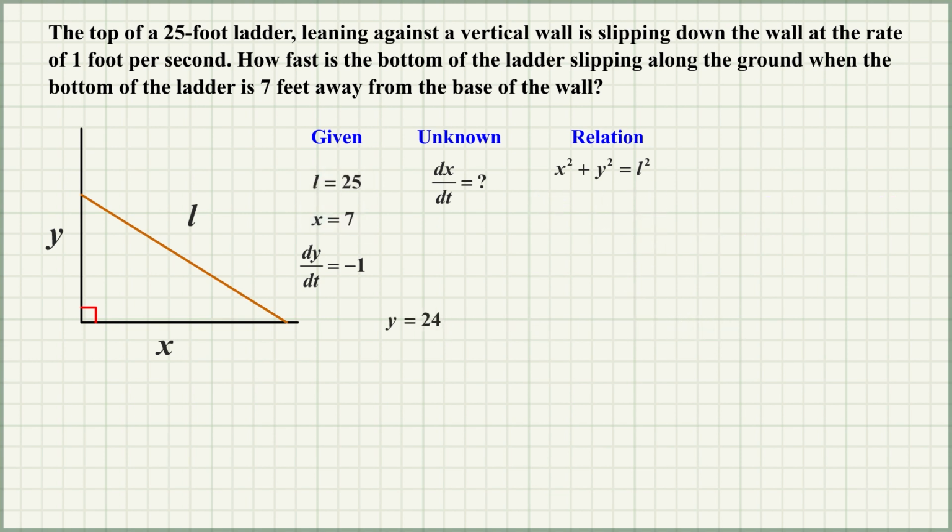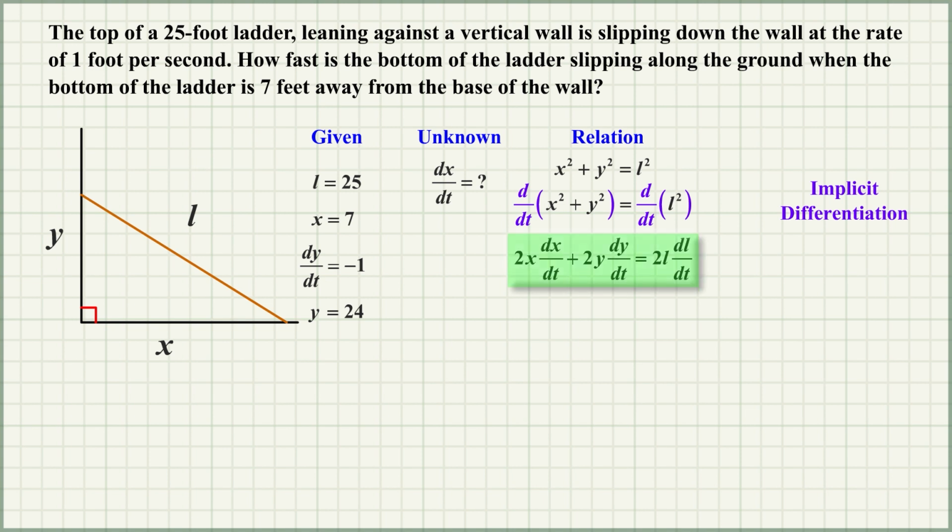Substituting the values and solving for y, we obtain the following for y. The next step is to take the derivative of the Pythagorean relation with respect to time. Keep in mind that each of the variables might be functions of time, so we need to find the derivative implicitly and apply the chain rule for each variable. Doing that, we obtain the following.